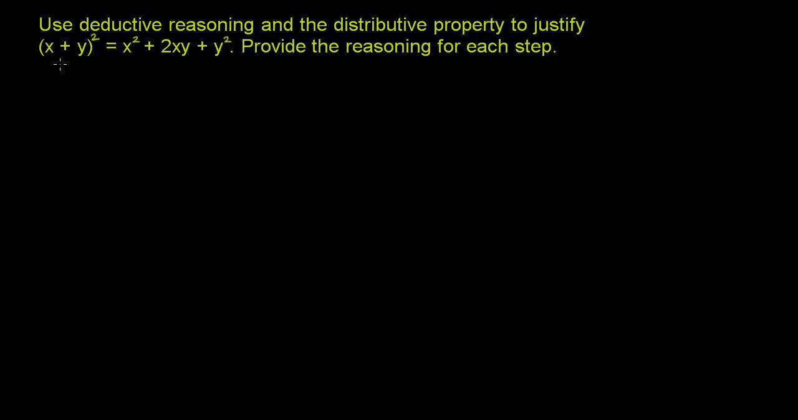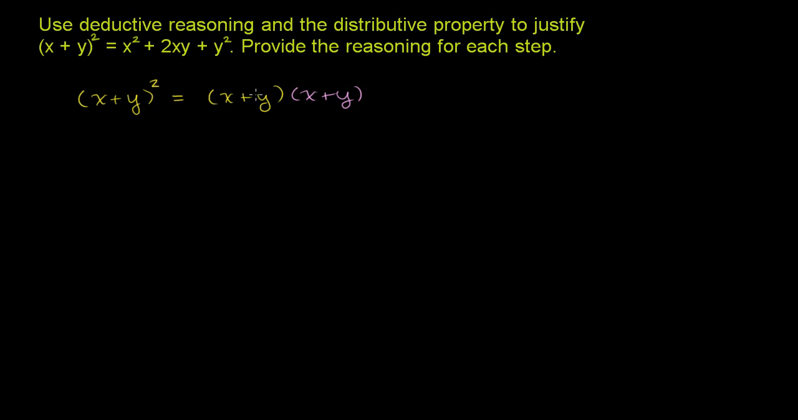We're starting with a statement, and we're going to deduce that this is going to be equal to something else. So let's start with (x plus y) squared. We know an exponent means to multiply something by itself that many times. So we can deduce that it is the same thing as (x plus y) times (x plus y). That's what (x plus y) squared is.